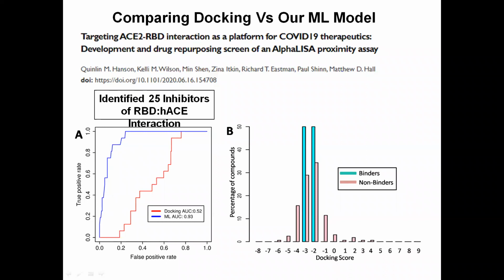But now let us say you used docking. What you can see here, the docking scores for your positive data, binders and non-binders, are almost overlapping. Because of this, if you use docking score as a criterion for filtering compounds, your ROC is going to be only 0.52. That is as good as random or even worse than random.